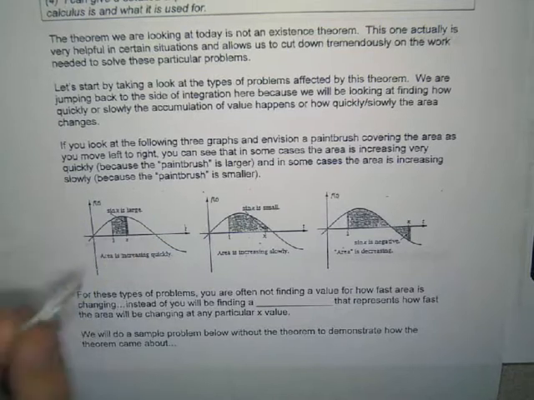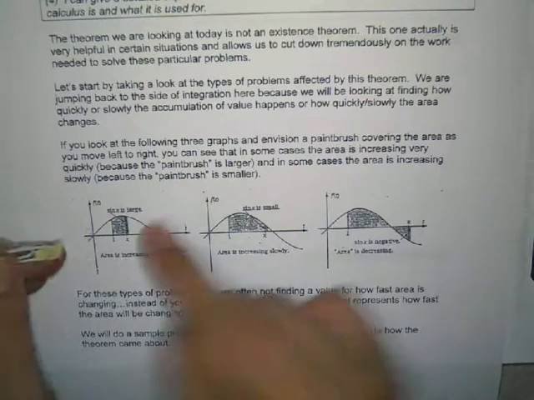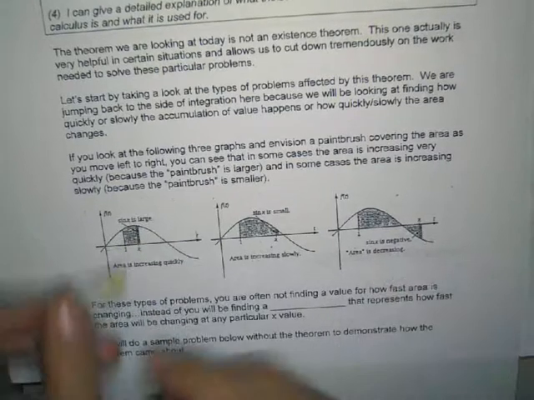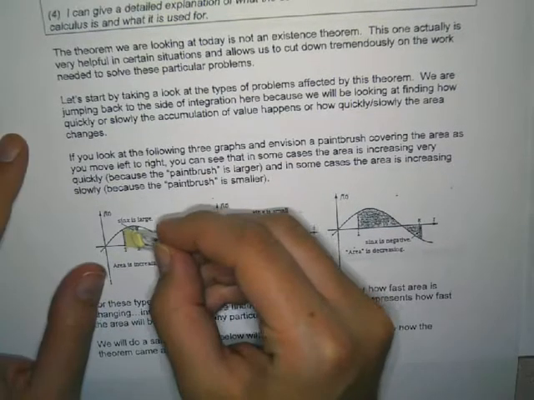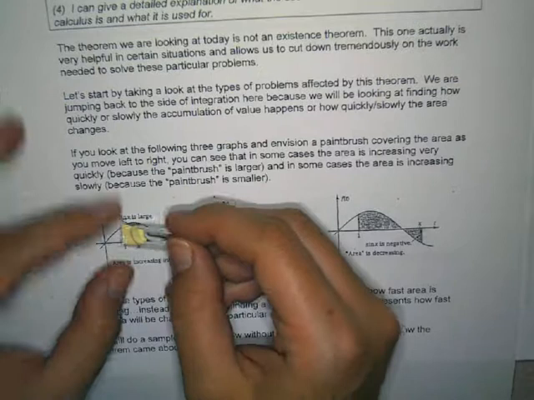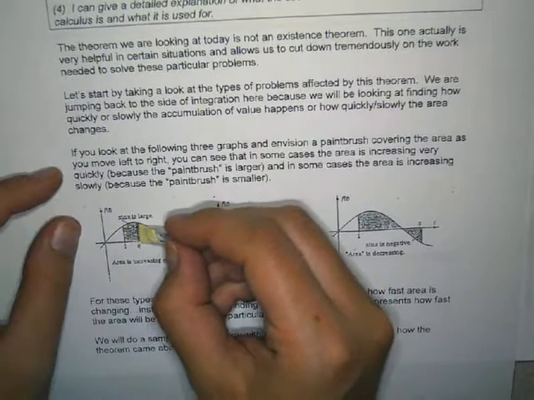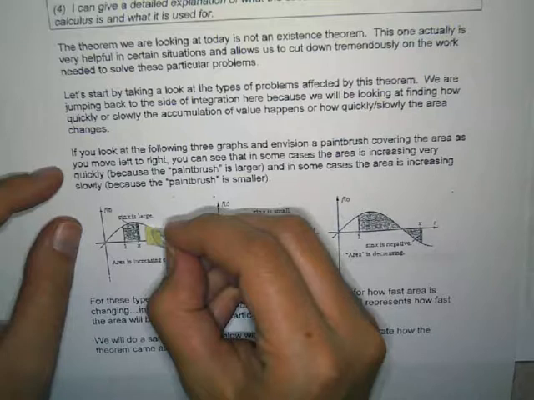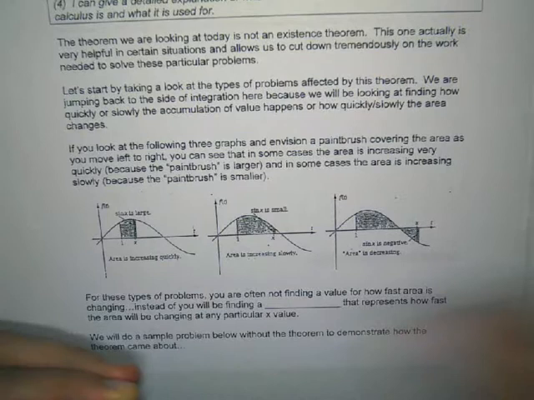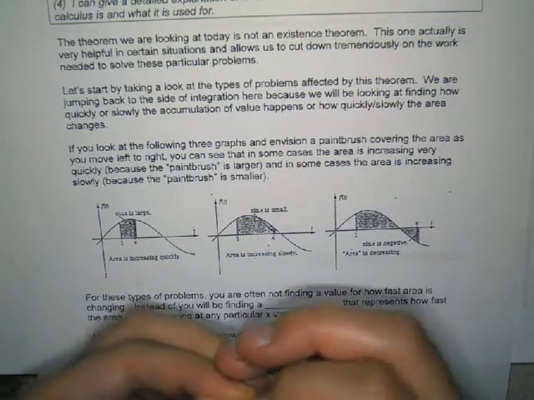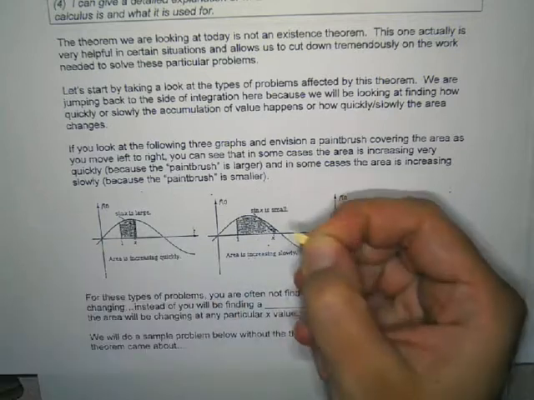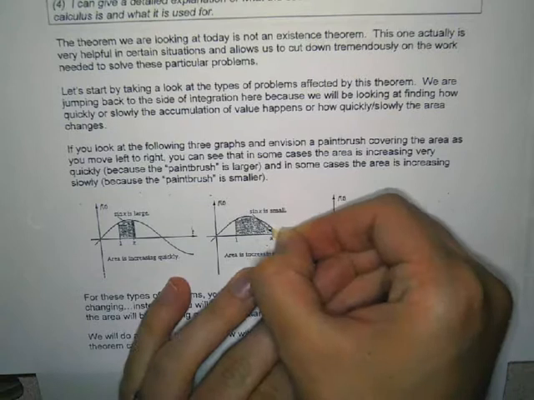So if you envision a paintbrush, you have this area underneath the curve. You're starting at 1, and if I wanted to look at how fast the area is changing, up here where the area is large you'd have a pretty wide paintbrush that would paint that area as you move left to right. But as you get close to the edge, your paintbrush has to become very teeny tiny. So you'll be painting, but you're not covering as much area because the paintbrush isn't as big.